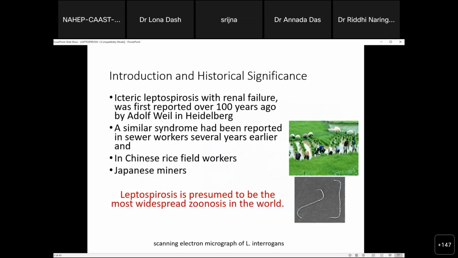Leptospirosis has been known for many years. About 100 years back, Adolf Weil in Heidelberg discovered the first case of icteric leptospirosis with renal failure. A similar syndrome had been reported in sewer workers several years earlier, which is also documented. The importance of rice field workers and infection was also known in China even before that, and cases of acute febrile illness had also been observed among Chinese miners. At present, leptospirosis is presumed to be the most widespread zoonosis in the world.